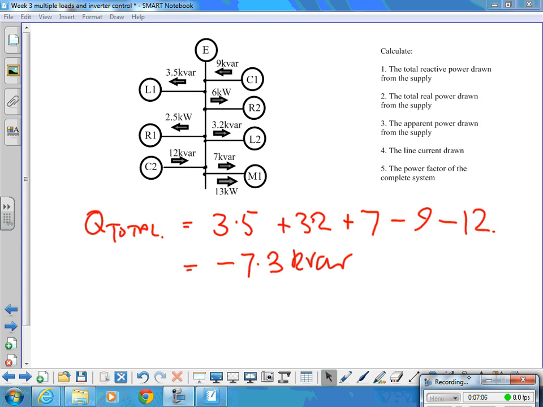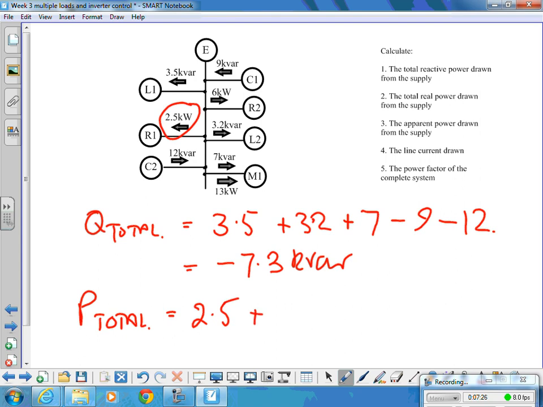What else can we calculate here? We can calculate P total. That is the power of R1, 2.5 kilowatts, the power associated with R2, 6 kilowatts, and the power associated with the motor, 13 kilowatts, equals 21.5 kilowatts.